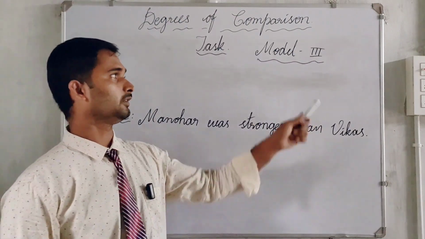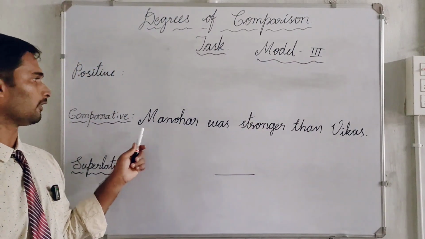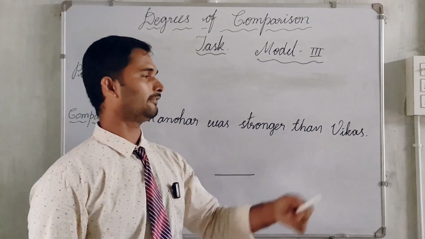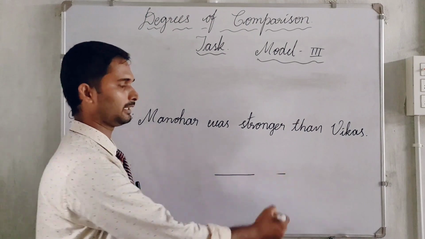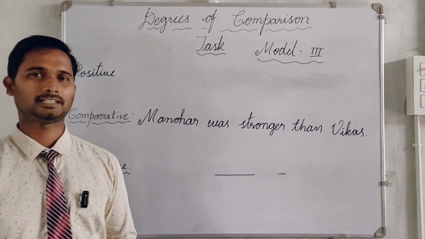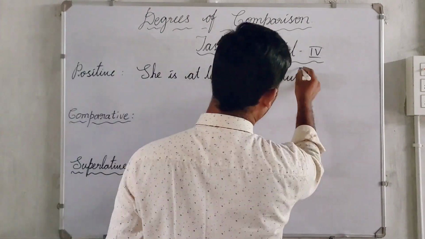One more task for you of Model 3. Comparative form: Manohar was stronger than Vikas. Can you get the positive form? As it doesn't have the superlative form. Answer it in the comment box.